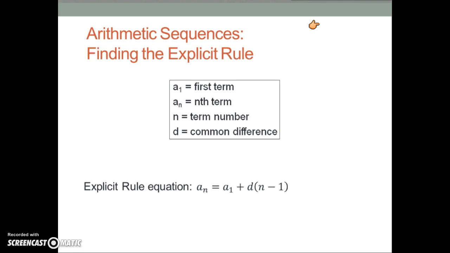So looking at the variables and the terms that we just talked about, this is the formula or the equation that we can use to find any unknown value in a sequence. In this formula, we have our unknown value, so a sub n. We have our first term, a sub 1. D is our common difference. And this n minus 1, so the term number we're looking for, minus 1. So let's look at how we can use this equation to find the explicit rule of an arithmetic sequence.